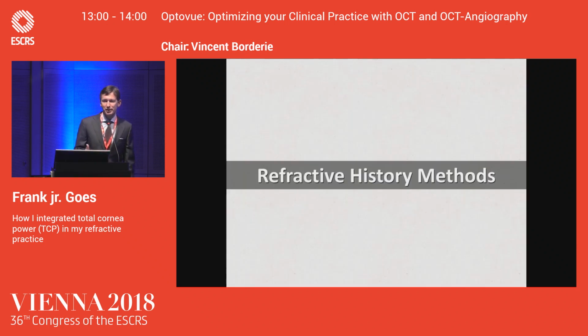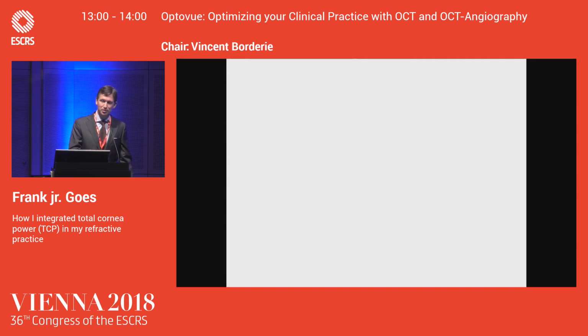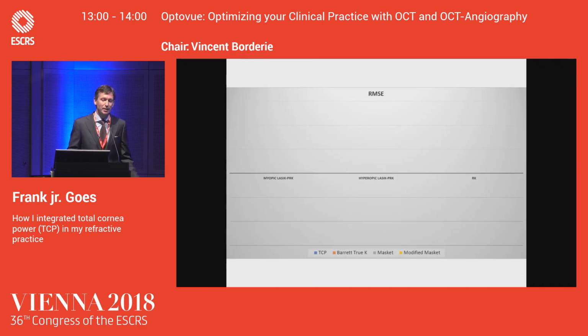So then we compared the OCT method with other methods that use the refractive history, since the previous slide was about methods that didn't use the refractive history. Maybe you might think that if you use the refractive history, you have more data, so it will be more accurate. So we also had the three groups: the myopic LASIK PRK group, the hyperopic LASIK PRK group, and the RK group. And also here for the myopic PRK or LASIK group, the error of the OCT was lower than for the Barrett True-K, than for the Masket, and then for the modified Masket. You have to take into account that it's not the mean error, but the root mean square error. So every error, we took the root mean square of it.